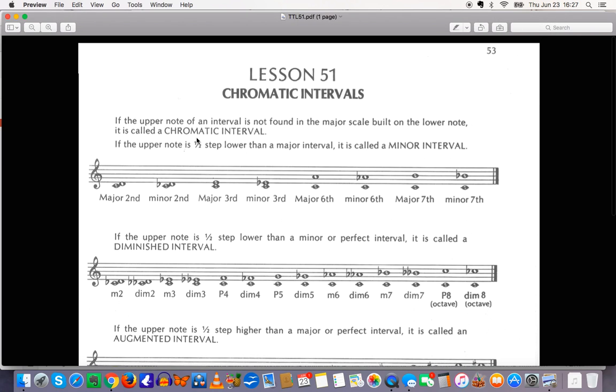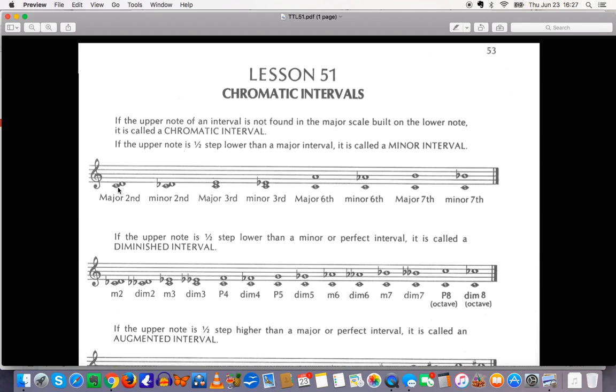Let's see. If the upper note of an interval is not found in the major scale built on the lower note, it's called a chromatic interval. If the upper note is a half step lower than a major interval, it's called a minor interval. So most of this focuses on the upper note in any given interval.